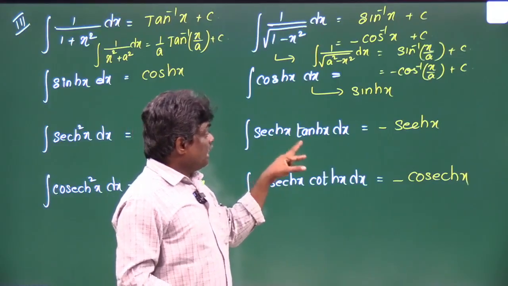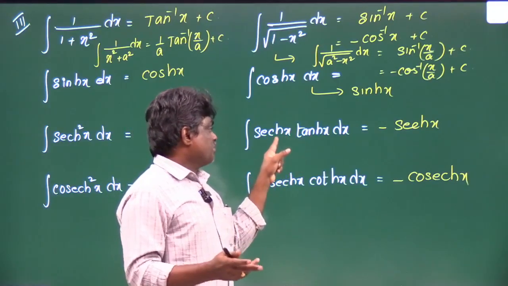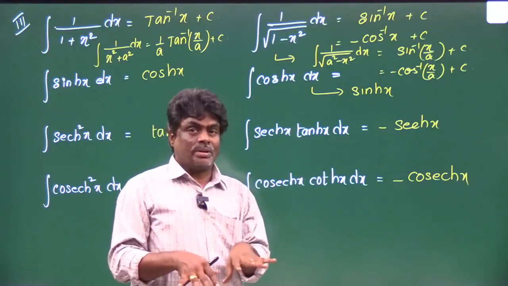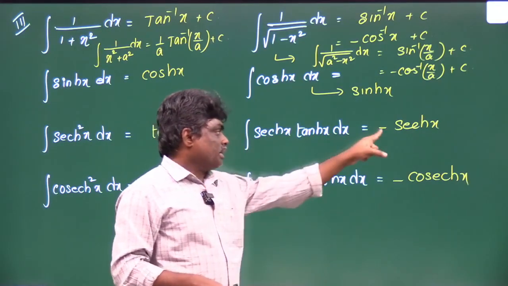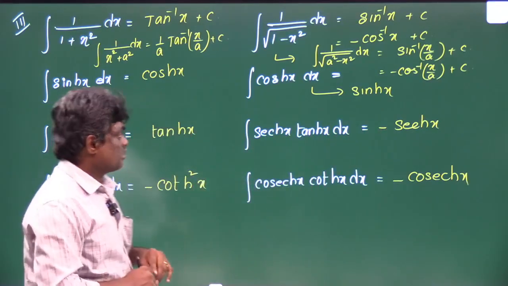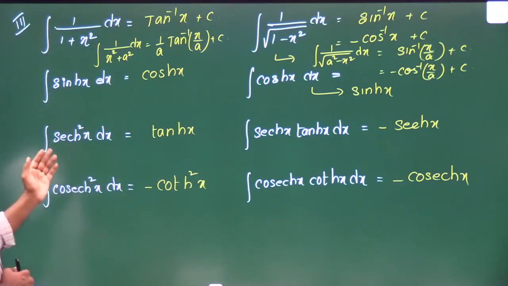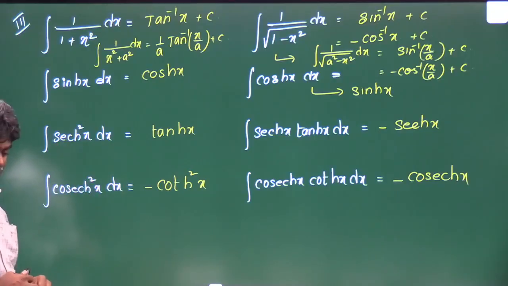Integral of the normal function, not hyperbolic, secant x tan x dx is secant x only. But if it is hyperbolic, we will have a minus sign here. So please observe carefully and practice every formula 2-3 times. Please write on rough paper and then proceed for the problems.